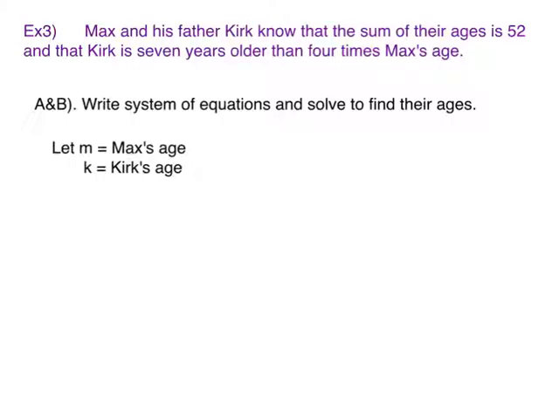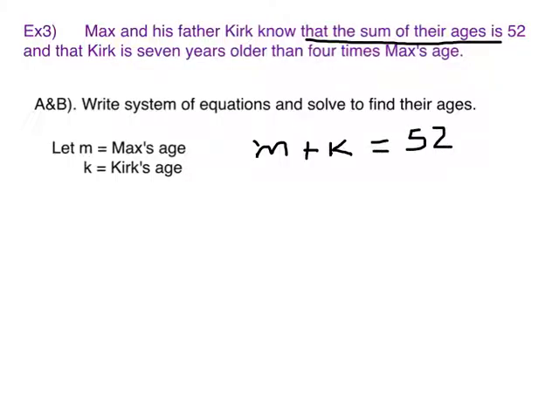Well, we need to write a couple of things. Well, first of all, we know the sum of their ages. So remember, the sum of their ages here is 52. So when I'm doing this, well, Max's age is M. Kirk's age is K. And you should remember the sum means to add. So the sum of their ages equals 52.